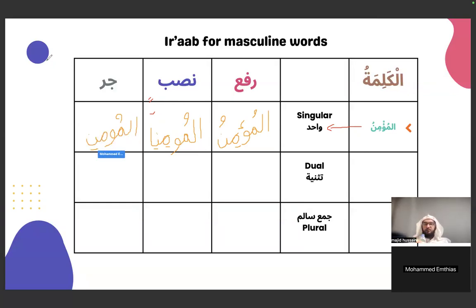Al-mu'min. Okay, good. Now let's do the dual. In this case, I will be adding alif. No, that's fine. I can understand the handwriting. It's fine. What concerns me is the last diacritical points.